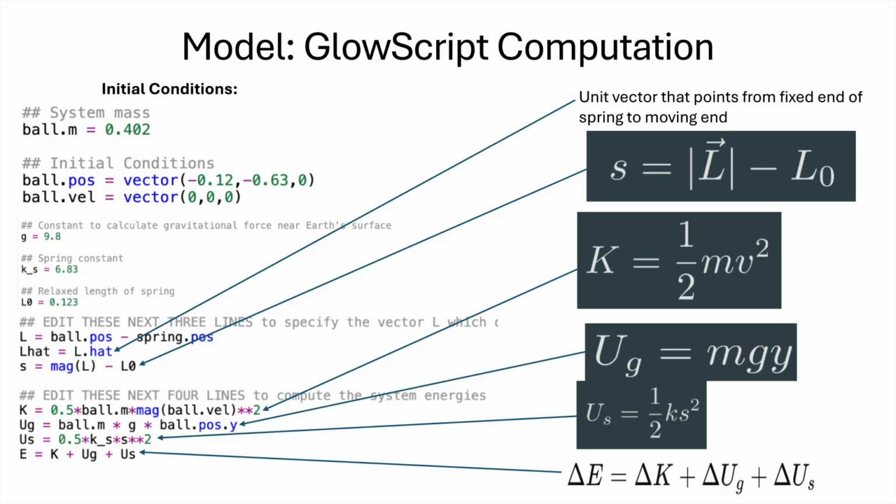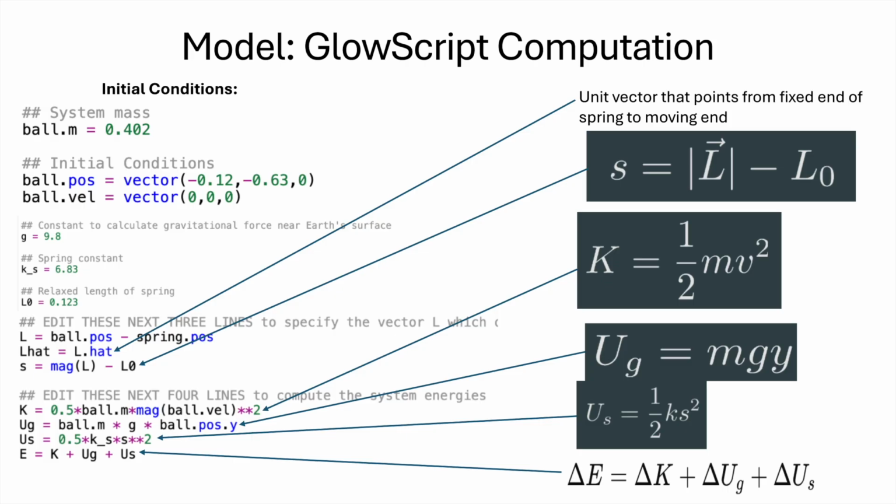Our initial conditions are as follows. The ball starts at (-0.12, -0.630) meters, our mass is 0.402 kilograms, and our initial velocity is 0. Gravity is g equals 9.8 meters per second squared. The spring constant is k equals 6.83 newtons per meter. The relaxed length is 0.123 meters, and the time step delta t is 1/210 seconds. The spring's fixed end is at the origin.